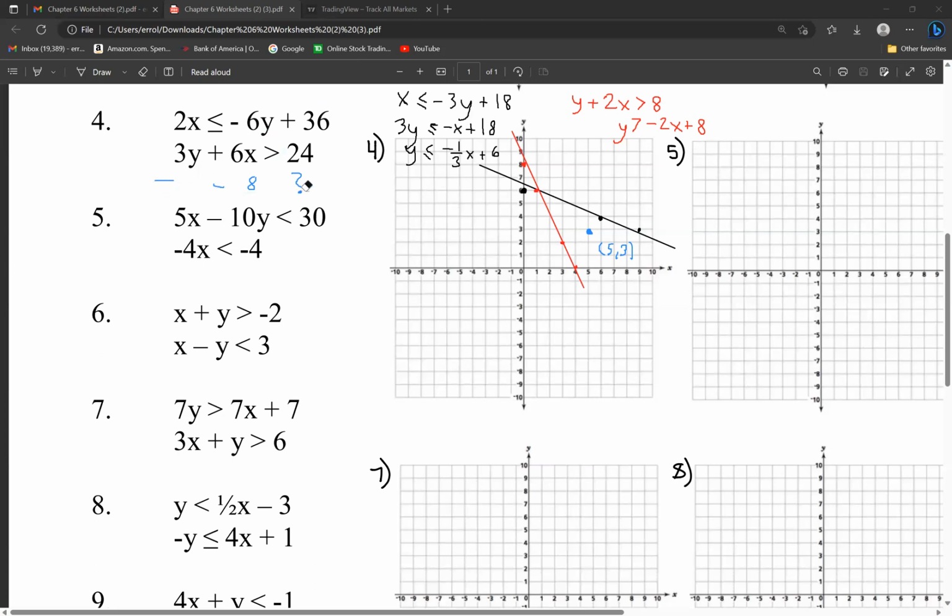Yeah. And then same thing for the second one. If we plug in 5, 3 into the second one, what's 3 times 3? 9, plus 6 times 5. What's 6 times 5? Is that greater than 24? 39, exactly. Is 39 greater than 24? Yes. So we know that's a solution. So that's the idea of checking them. But you could do that with any point in the blue section. We just picked the one that works nice and easy, 5, 3.